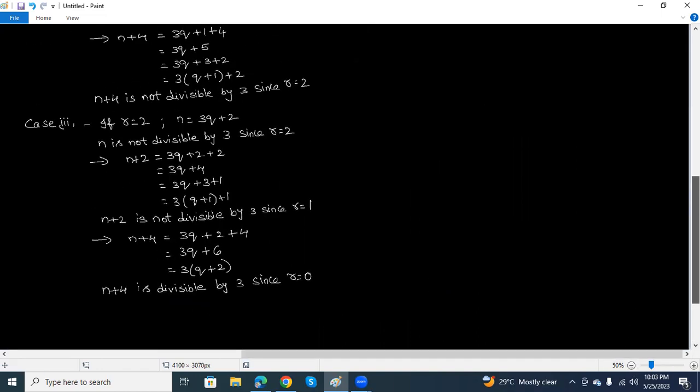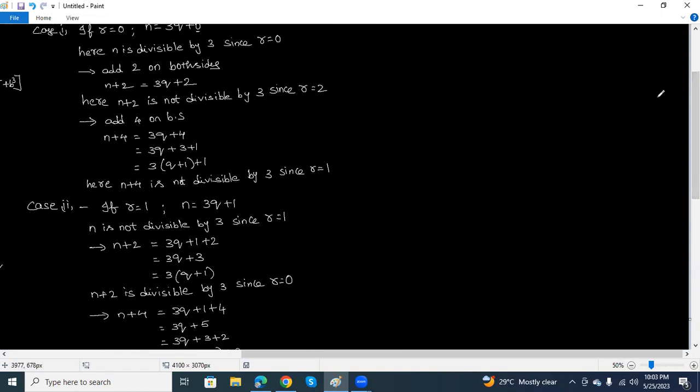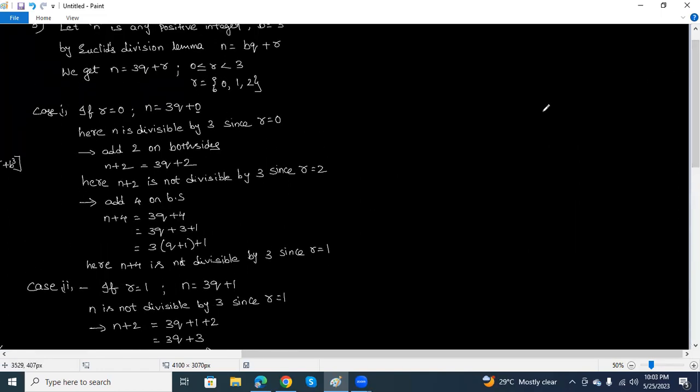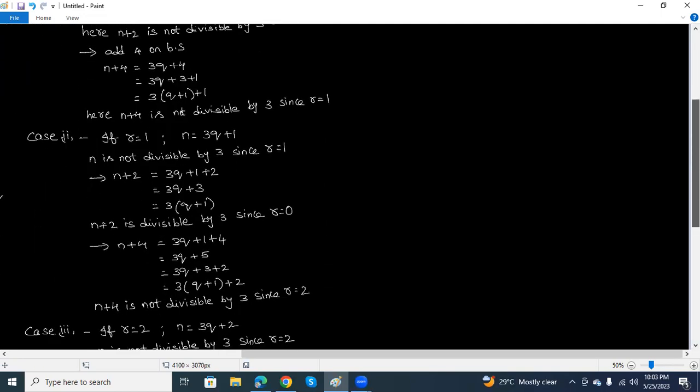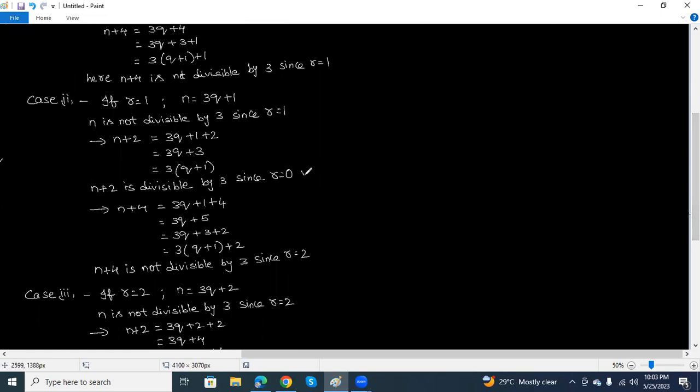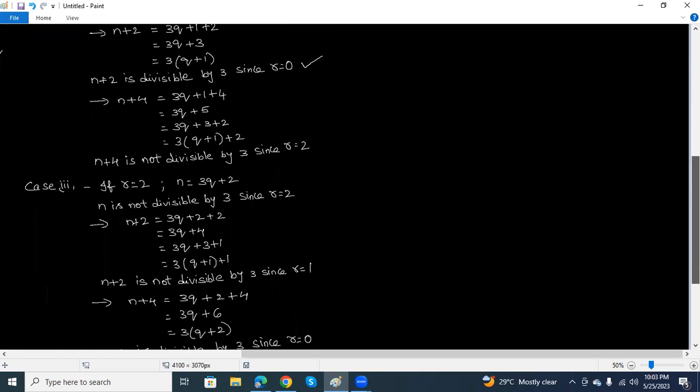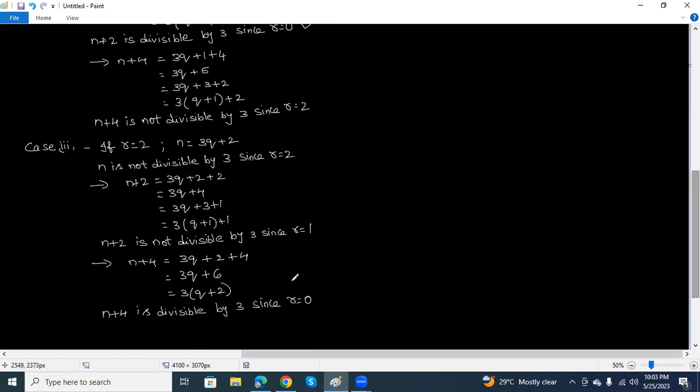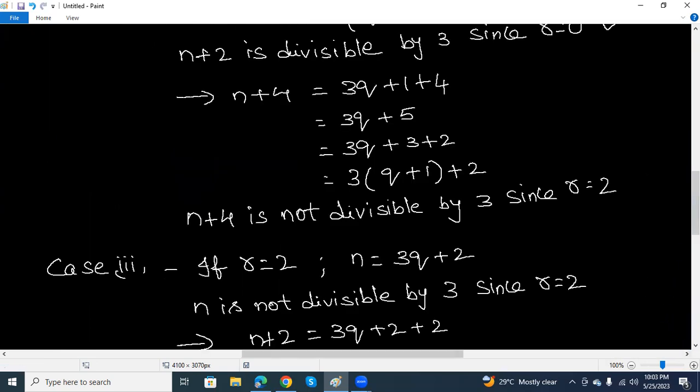Let's observe these three cases. In the first case, n is divisible by 3 since the remainder is 0. In the second case, when r is equal to 1, n plus 2 is divisible by 3. In the third case, when r is equal to 2, n plus 4 is divisible. Okay, so what can you conclude? One and only one out of n plus 2, n plus 4 is divisible by 3 when n is a positive integer.